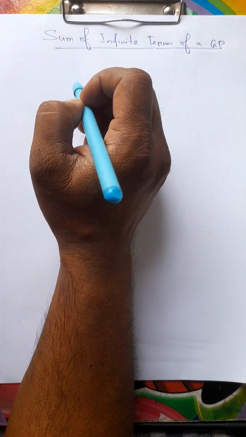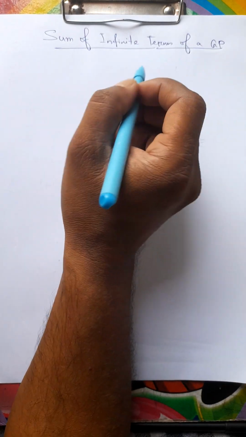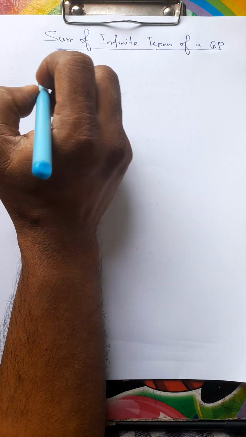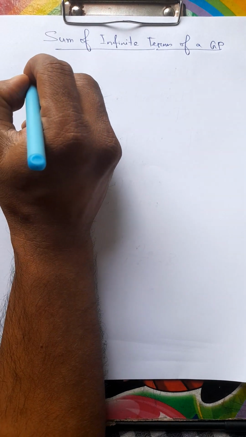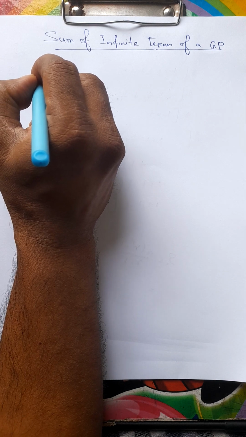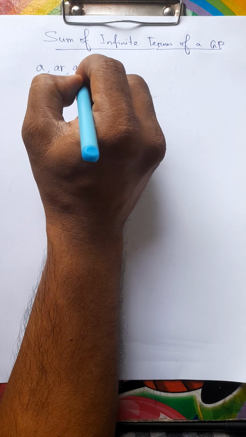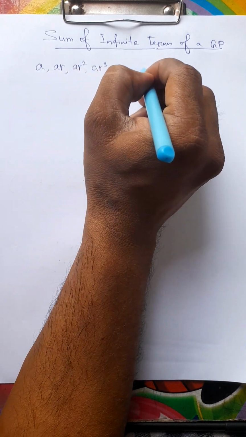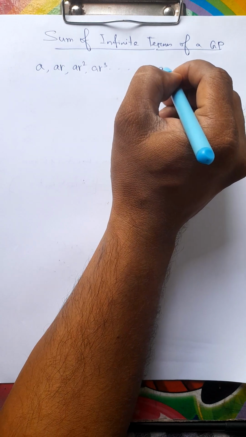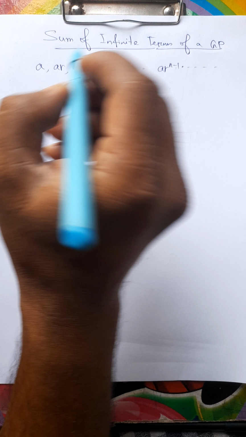In this video, we'll discuss the sum of infinite terms of a geometric progression. Let us recall the general definition of a geometric progression. It is written as: first term is a, second term is ar, third term is ar square, fourth term is ar cube, and so on. The nth term is a into r to the power n minus 1, and so on.